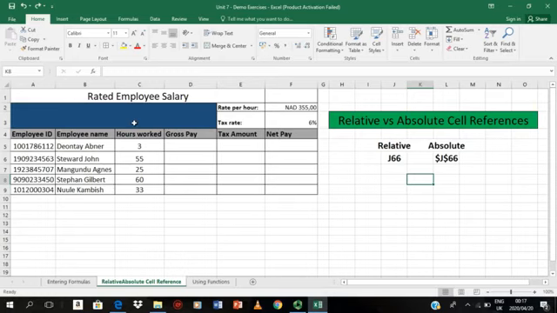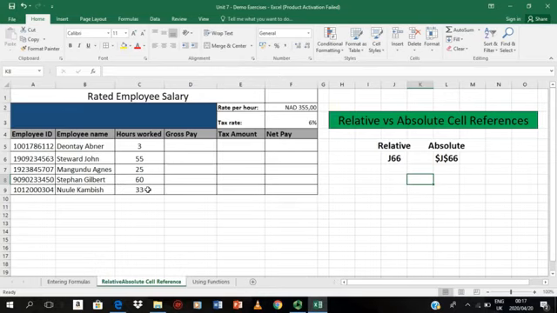In this example, we are looking at a rated employee salary that is going to allow us to demonstrate the use of relative and absolute cell addresses. Since this seems like a complex example, I'm just going to briefly explain some of these columns that I have here. What's happening in this example is we have employees that have worked some hours.